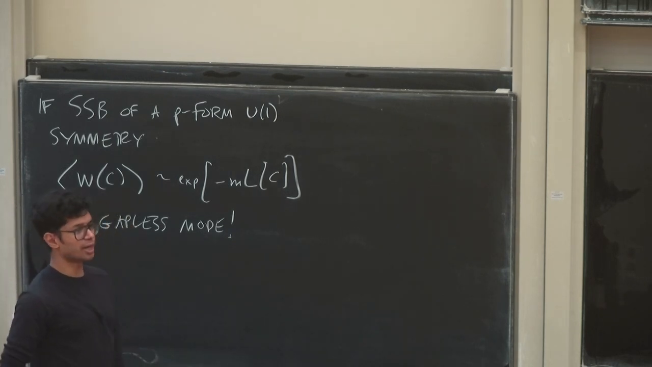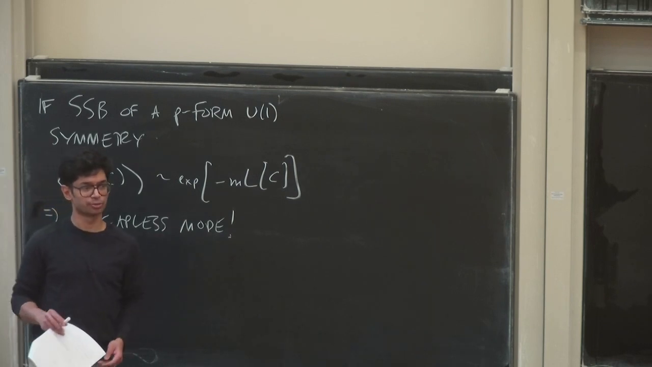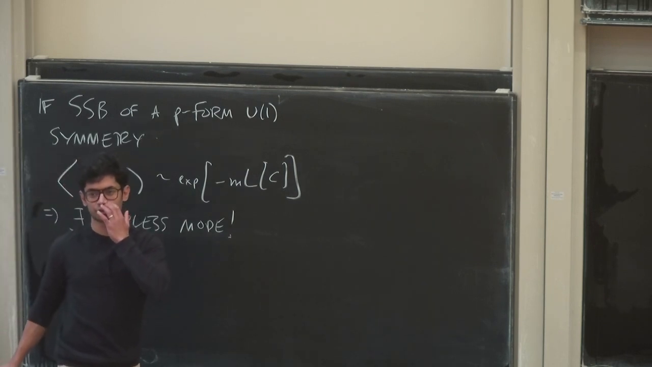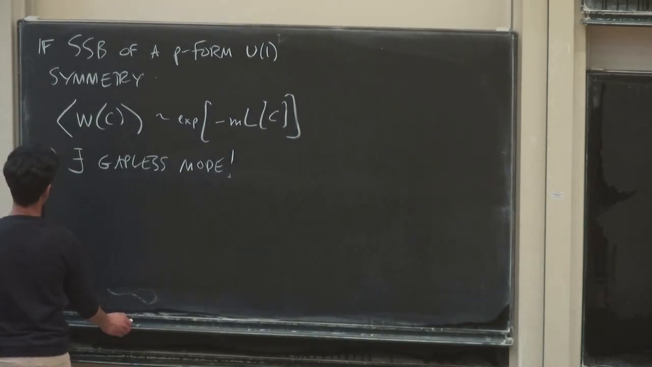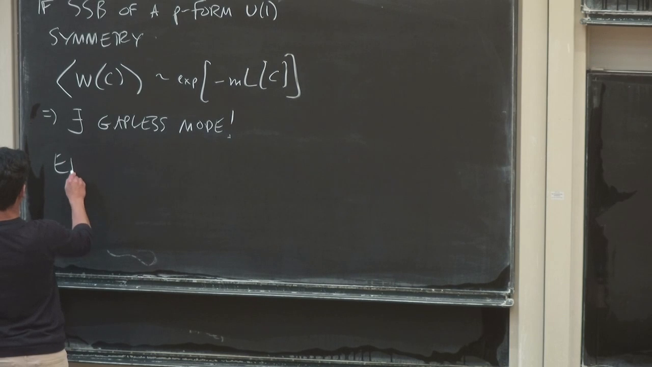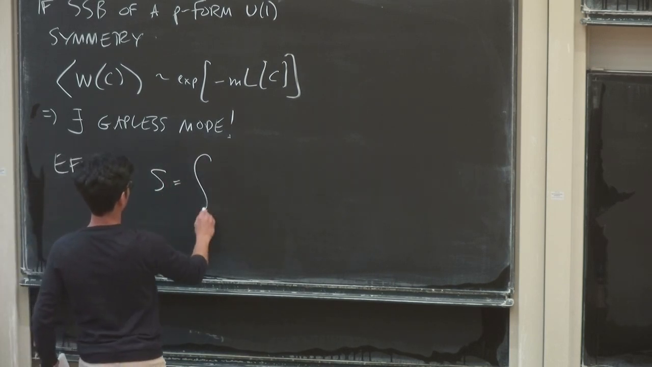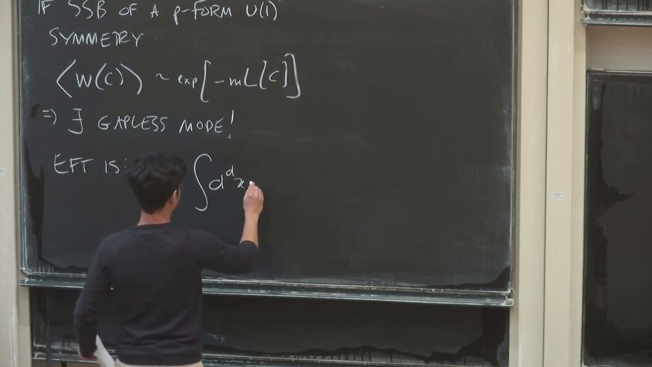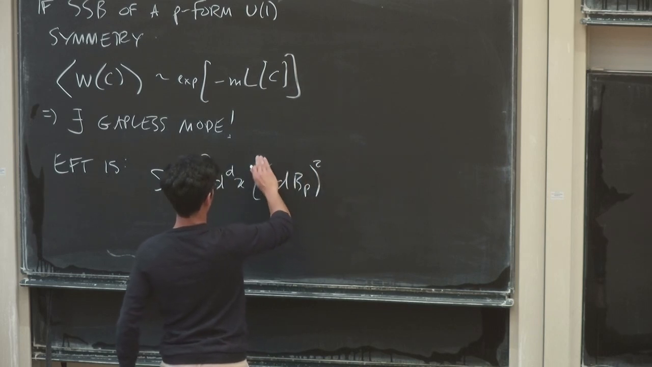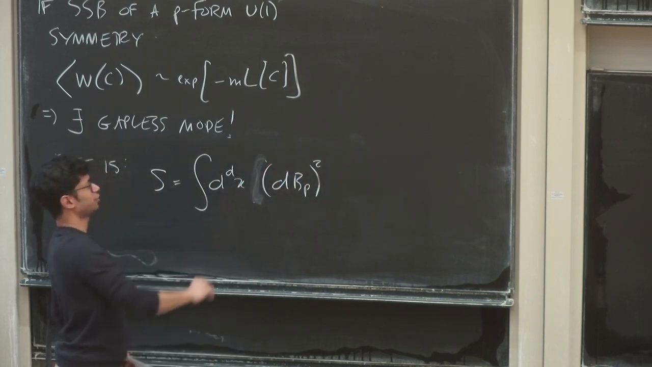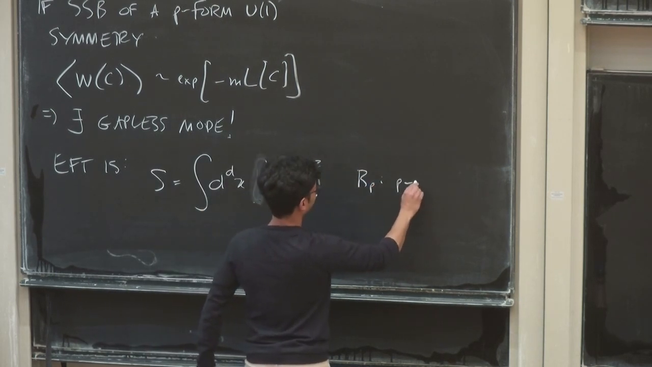Now, you should ask, what is the low energy theory that describes this gapless mode? This comes back to your question. Whenever you learn there's a gapless mode, you should ask how to describe it. The effective theory of this gapless mode is a p-form gauge field. Okay. This is the effective theory of the gapless field, where B_p is a p-form gauge field.